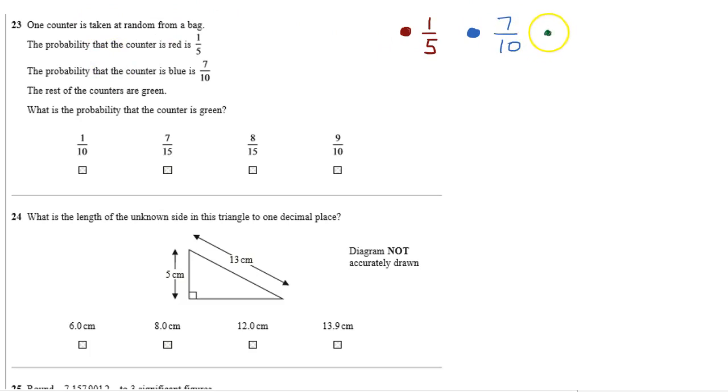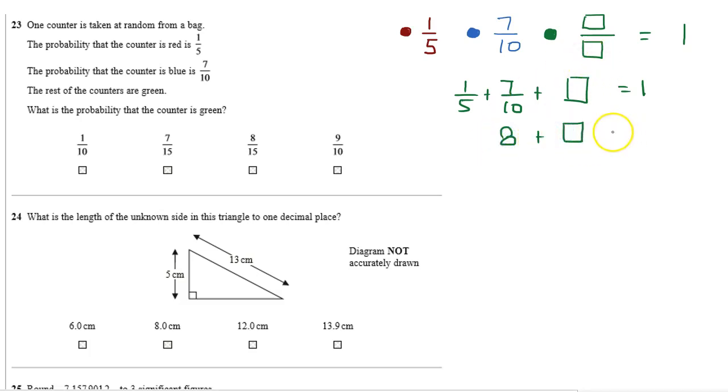Then there are some green counters. So what is the probability? We know that the sum of all the probabilities must be equal to 1. We don't know this probability, but 1 over 5 plus 7 over 10 plus something should be 1. For example, if 8 plus something is equal to 10, you know that it is 10 minus 8.